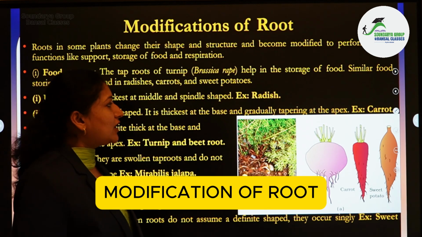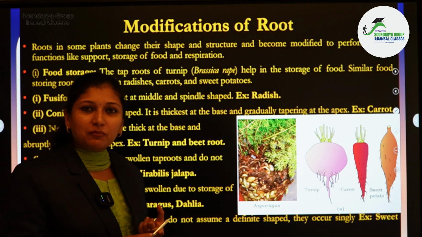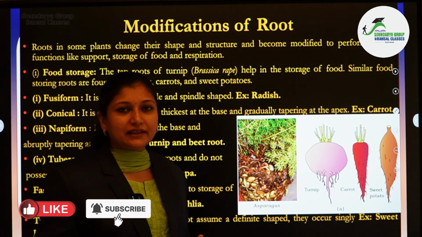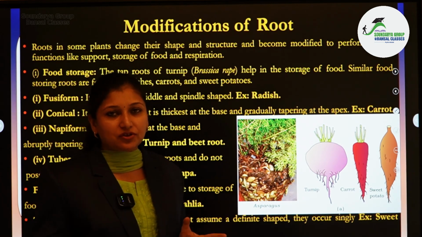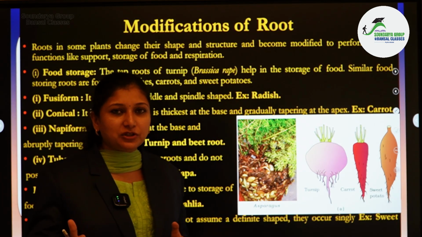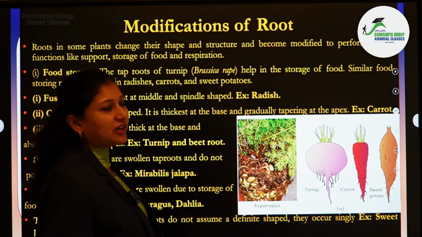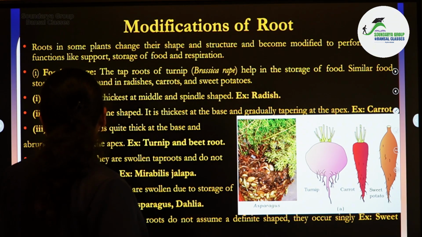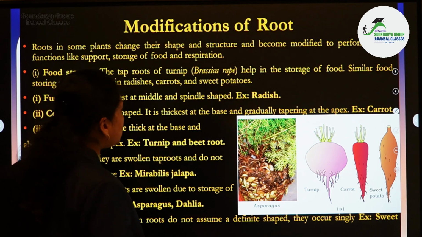modification of roots. Roots are modified. Their main function is to give anchorage, to absorb water and minerals. But other than that, whatever functions they are doing, that is known as modification of root. In that, we have different types of modification. First, storage form.